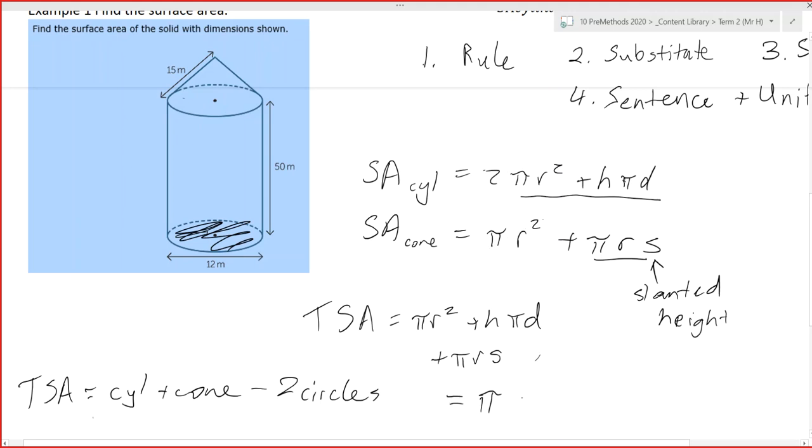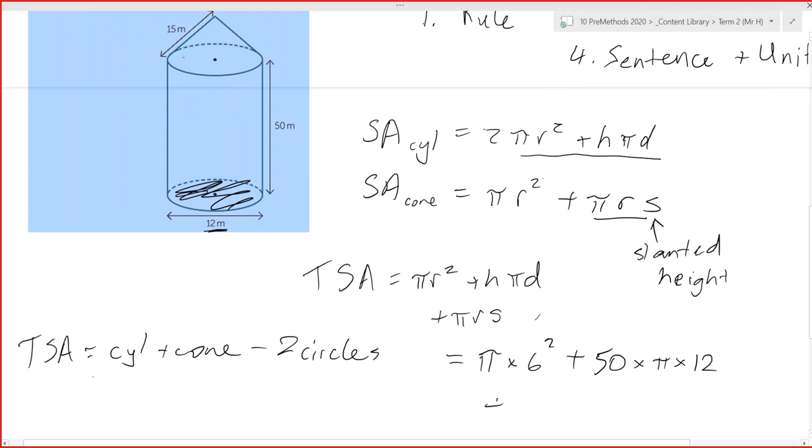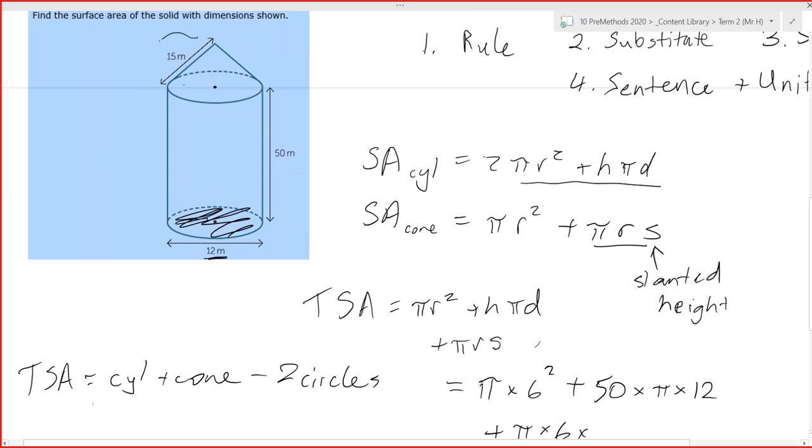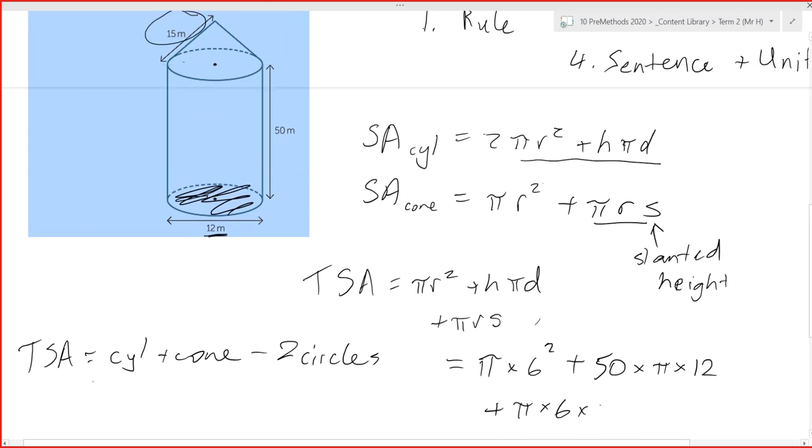So the radius, so it's given us the 12, which is the diameter. So the radius is half of that. It's given us the h, the height, 50. And it's given us the diameter. It's given us, again, the radius and the slanted height, which is the 15, the S. Okay?